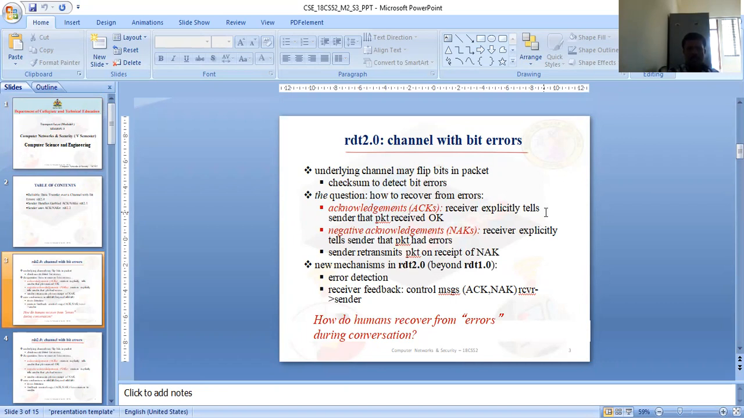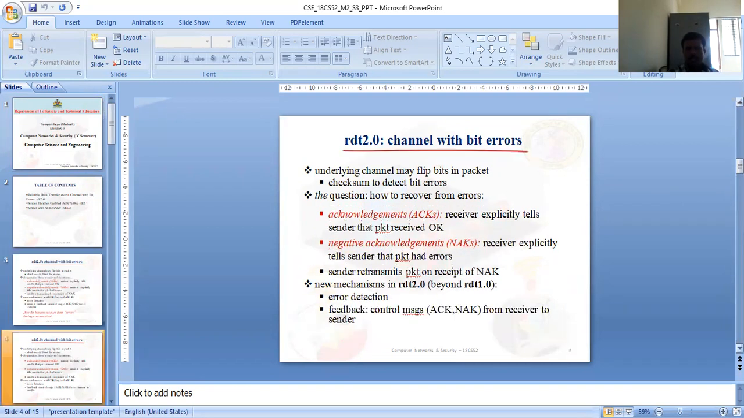How do humans recover from errors during a conversation? That question also arises here. In RDT, the underlying channel may flip bits in the packet, and checksum is used to detect the bit errors. The question is how to recover from errors. That is exactly the acknowledgement: the receiver explicitly tells the sender the packet was received okay. The negative acknowledgement is the same thing. So here there are feedback control messages.